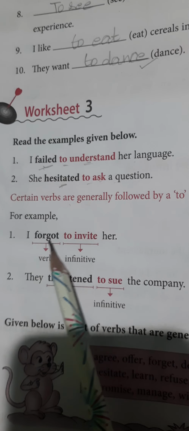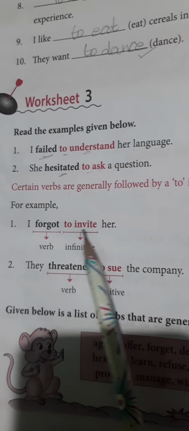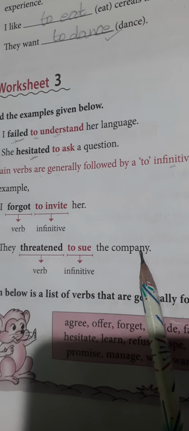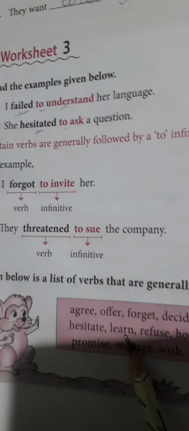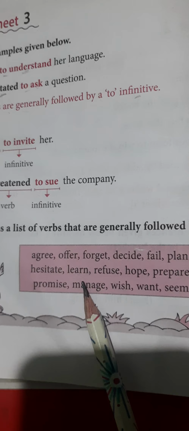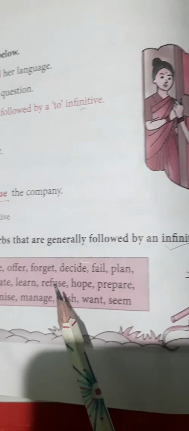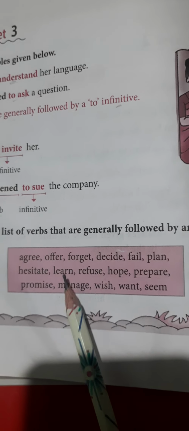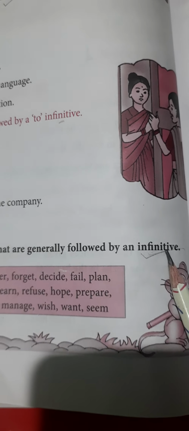Next is: I forgot to invite her. Here forgot is a verb and to invite is an infinitive. They threatened to sue the company. So threatened is the verb and to sue is the infinitive here. Now class, we have a list of verbs here, and these verbs are generally followed by an infinitive. Whenever you use these verbs in your spoken English, or you frame sentences using these verbs, you have to apply an infinitive.